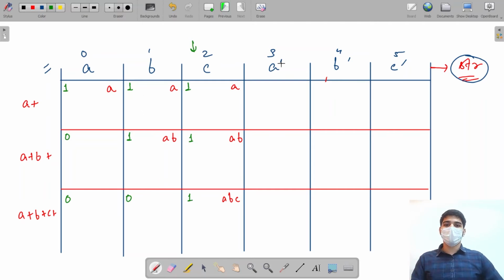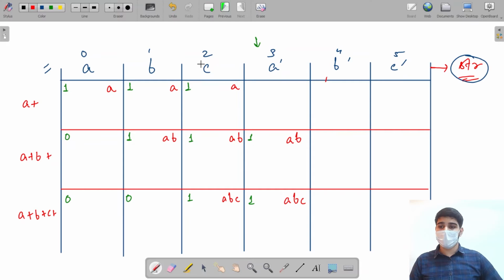Okay, moving on to the third position, right? The third position, which has a character A. A can only change the type of A plus. We have nothing to do with A plus B plus or A plus B plus C plus. So we can directly write both of them again over here. So we have AB and ABC.